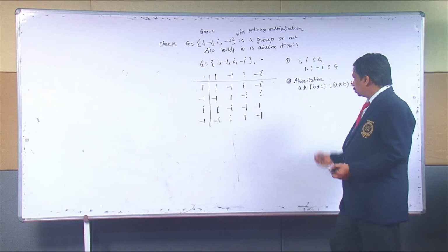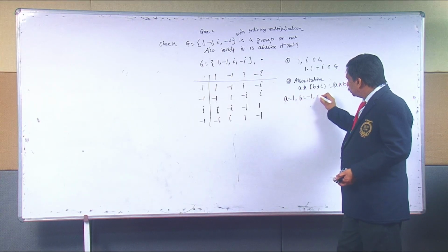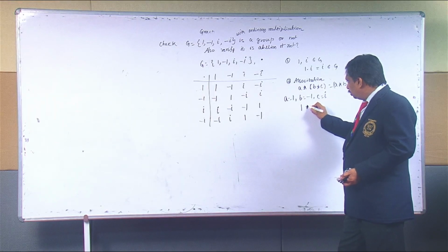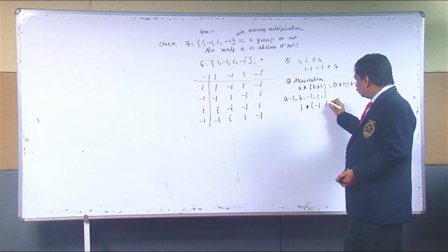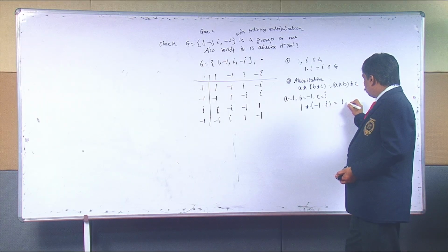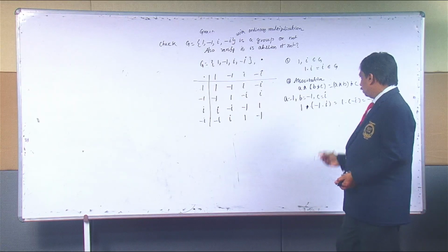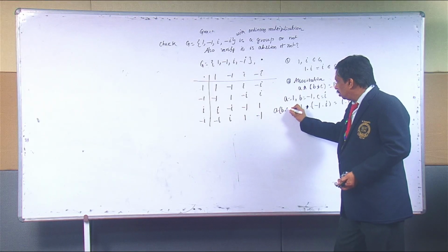Okay. Suppose I choose the elements A equal to 1, B equal to -1, C equal to i. So 1 star is a multiplication: 1 comma -1 multiplied with i. So what is the answer? 1 multiplied with -i, the answer is -i.